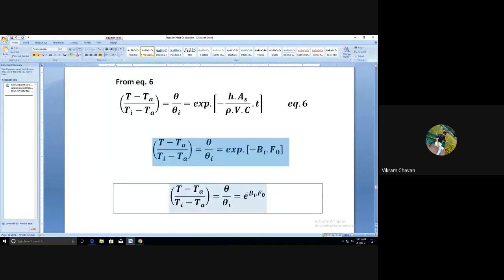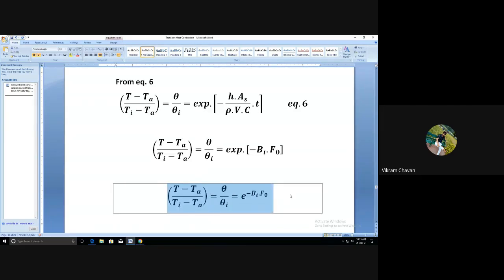Okay. So further you can write this as exponential means what? E raised to. So you can write this equation T minus Ta divided by Ti minus Ta equal to theta divided by theta i is equal to E raised to minus Bi multiplied by F naught.